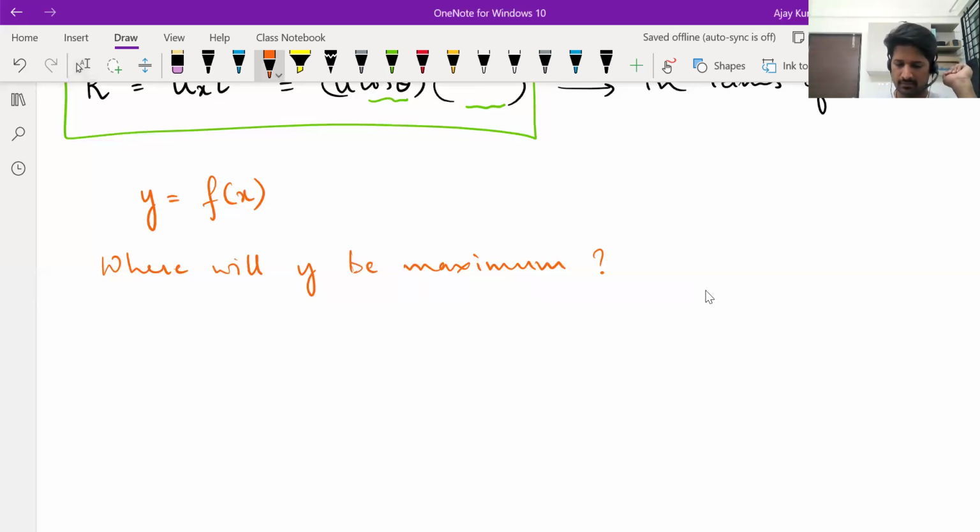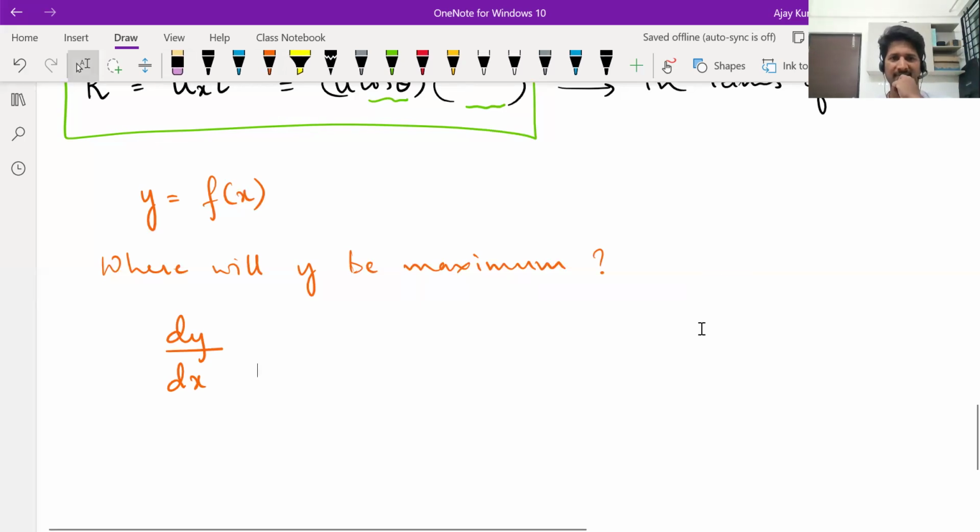After differentiating, what should you do? It must be positive, means greater than 0. No, no, no. Differentiation means dy by dx. dy by dx positive means y is increasing. That does not indicate maximum.